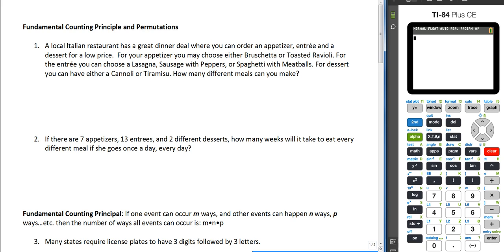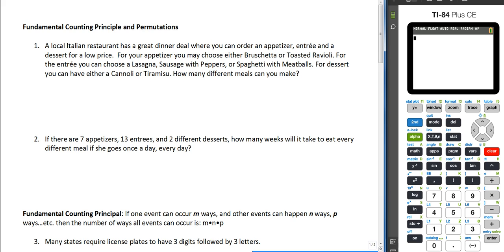And here's the thing. We have an Italian restaurant that has a great dinner deal where you get an appetizer, an entree, and a dessert for one low price. And it doesn't really matter, you can mix and match the meal any way you want. So I'm going to do your first example, and then you're going to do a second one.